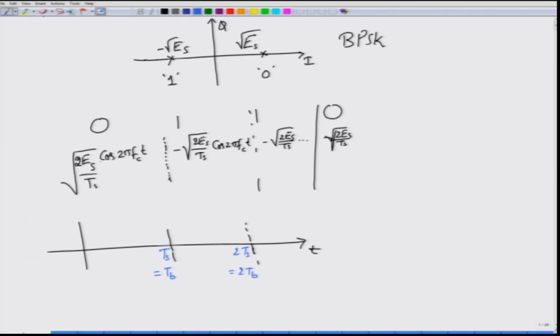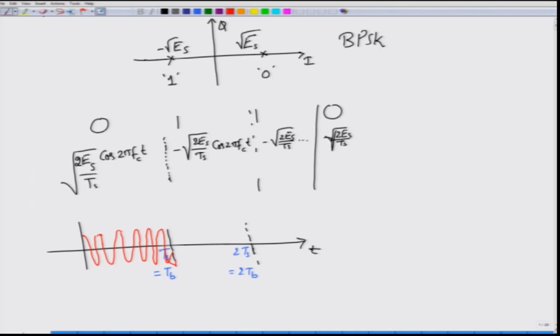So, to transmit square root of 2 Es by Ts cos 2 pi fc t, I have to transmit this cosine waveform. Please forgive me if my cosine waveforms are not very nicely looking like a cosine waveform. It is kind of hard to draw it on this part, and let us say my cosine waveform, which has to have an integral number of cycles here, must end at this point.